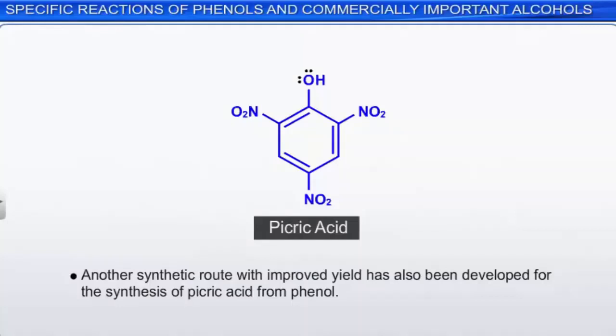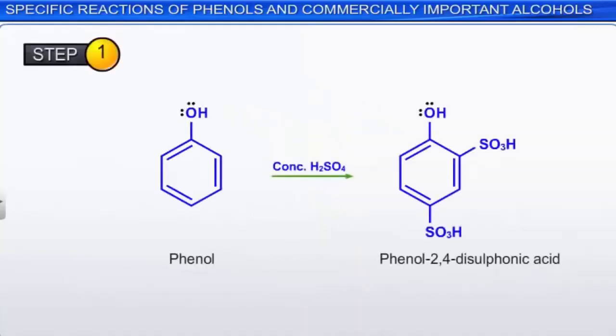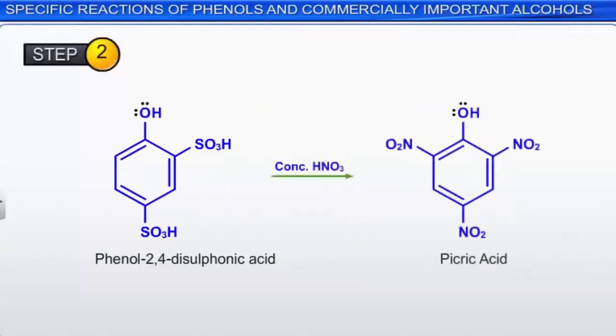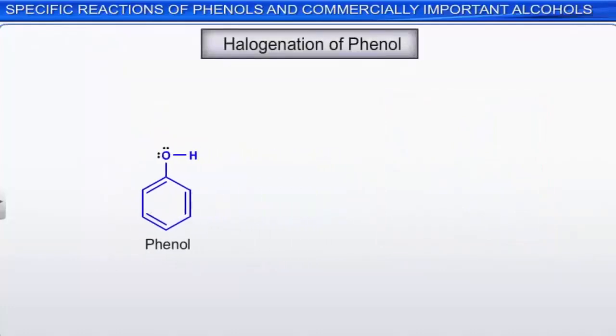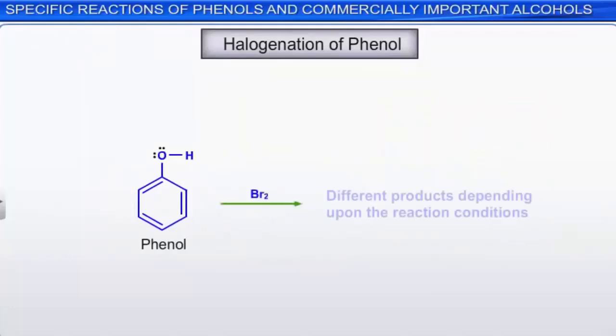In the first step of this process, phenol is reacted with concentrated sulfuric acid to form phenol 2,4-disulfonic acid. In the second step, phenol 2,4-disulfonic acid is reacted with concentrated nitric acid to form picric acid. Phenol also undergoes halogenation reactions. The reaction of phenol with bromine gives different products depending on the reaction conditions.